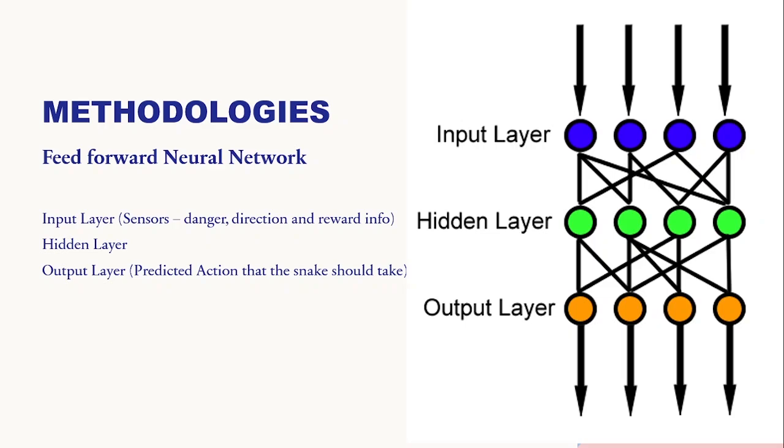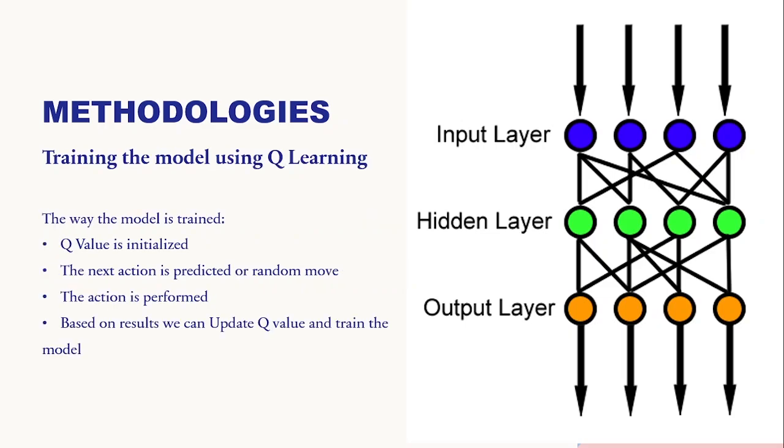So, what it thinks the best action is to take, that's what is outputted in the output layer. Once that is done, we have to train the model. So we train the model using Q learning.